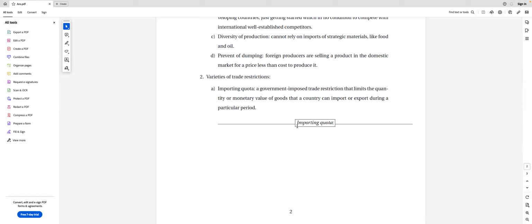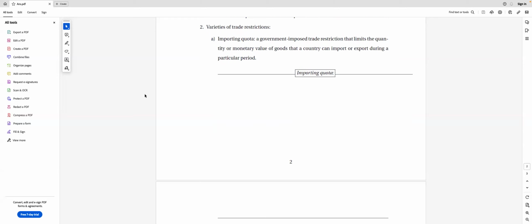The quota is the upper limitation. Like at most, we can import, let's say, 30 units of a pencil from China. So 30 is the upper limitation. At most, we can import 30 units from China. So 30 is called a quota. Okay, so let's build a graphical model for quota.